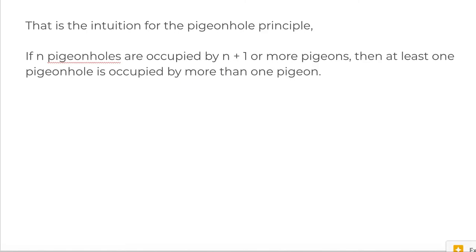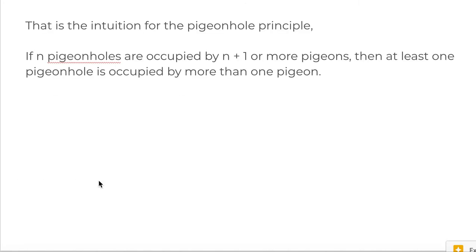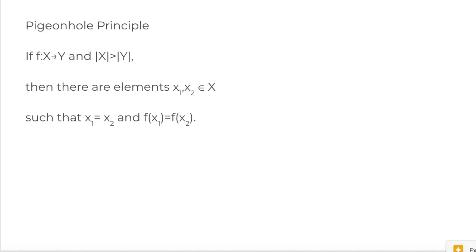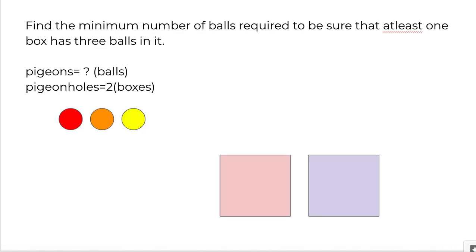And we defined an intuition that if n pigeonholes are occupied by n plus 1 or more pigeons, then at least one pigeonhole is occupied by more than one pigeon. That is exactly what we tried to identify here, that you had 3 balls and 2 boxes, and you had to make sure that at least one box had 2 balls. So we identified the terms n plus 1 and n here. That's the formal definition of the pigeonhole principle. We did one more question on the pigeonhole principle where you had 13 professors and you had to make sure that at least 2 of them were born in the same month.